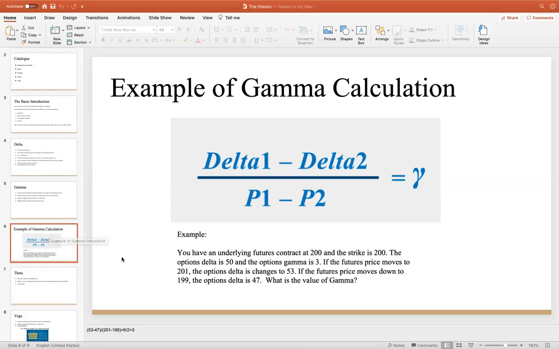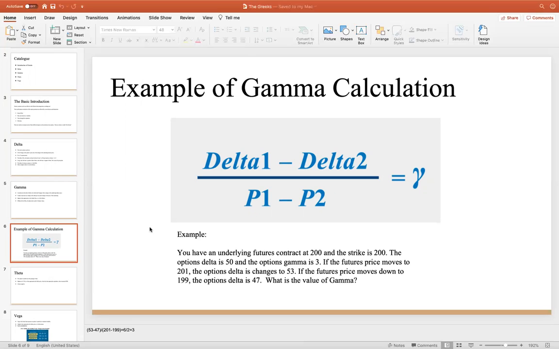So how to calculate the gamma? We just use change in delta divided by the change in the price. So for example, let's say we have an underlying futures contract priced at 200 and the strike price is also at 200. And the option's delta is 50 and the option gamma is 3. If the futures price moves to 201, the option's delta changes to 53, and if the futures price moves down to 199, the option's delta will be 47.